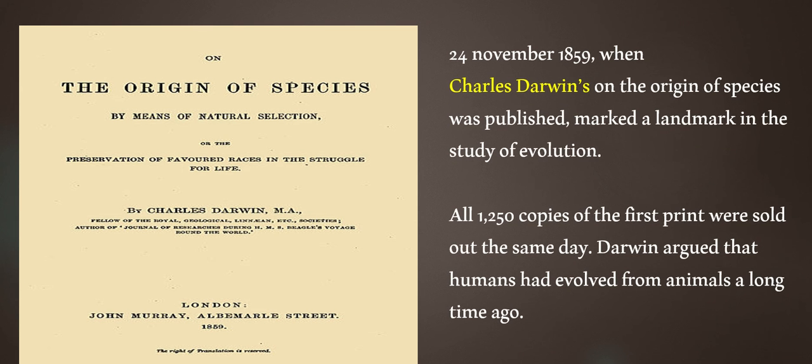So next, one of the landmarks in our history, that was 24th November 1859. I think everyone knows about Charles Darwin. Charles Darwin published The Origin of Species. So, as you know, it is one of the landmarks in our study of evolution. On the same day that he published it, almost 1250 copies were sold out. In this book, The Origin of Species, Darwin argued in what way the process of evolution has taken place.